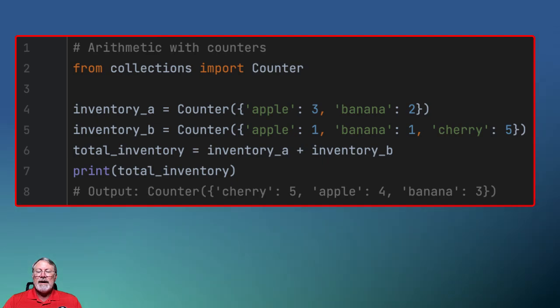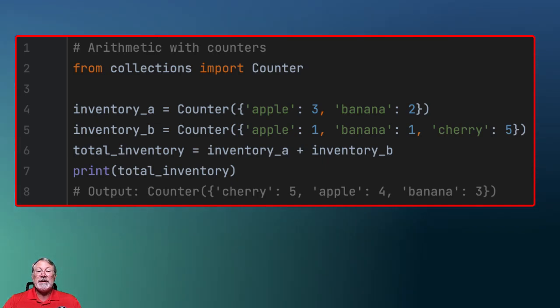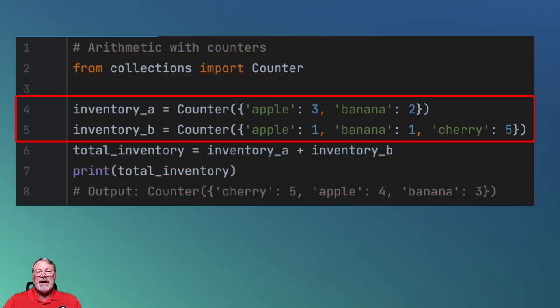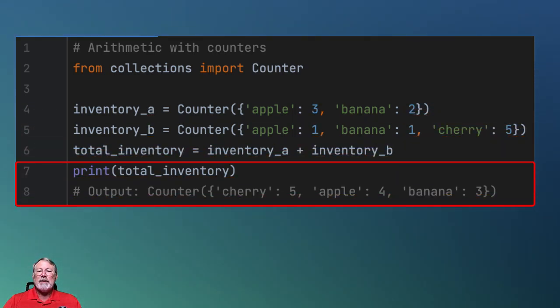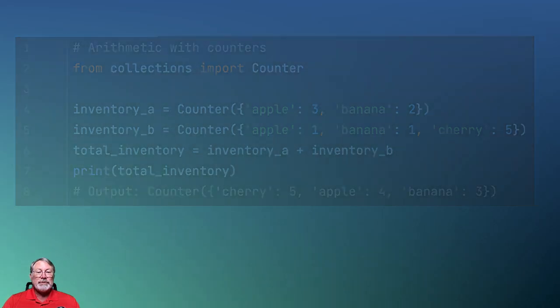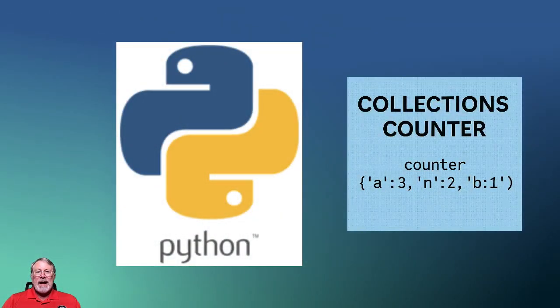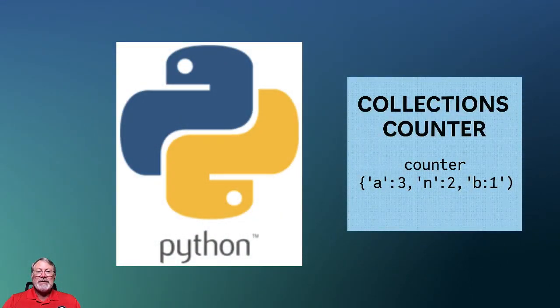Counter also allows for some types of arithmetic. In this example, we have two counters. When the counters are added together, we see that the counts for each counter have been added together. As you can see, Counter is incredibly powerful and flexible, and often much easier than writing custom counting code with dictionaries and loops. So that's a wrap on Python's collections.Counter.